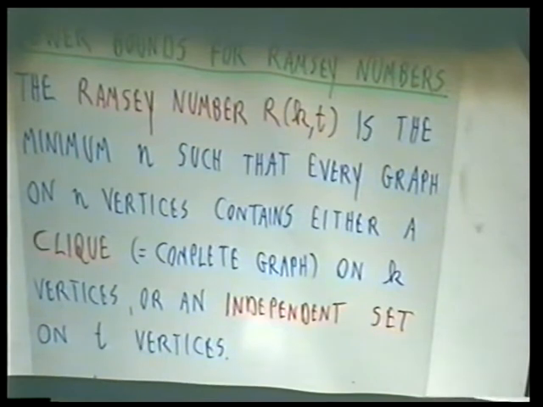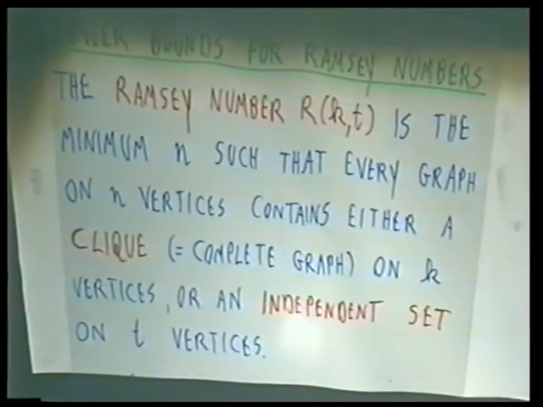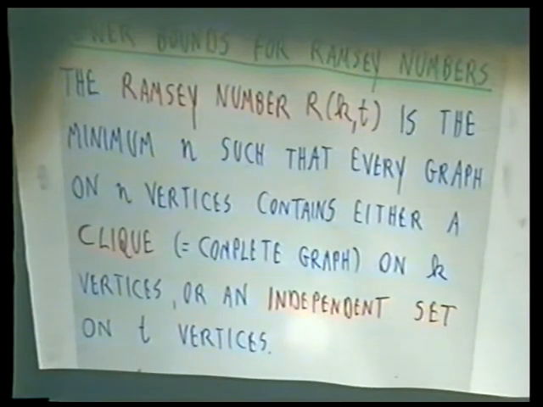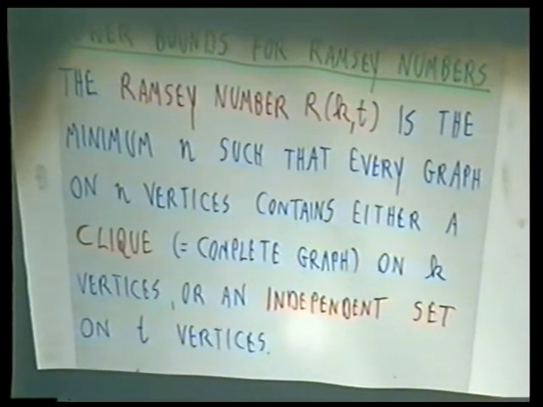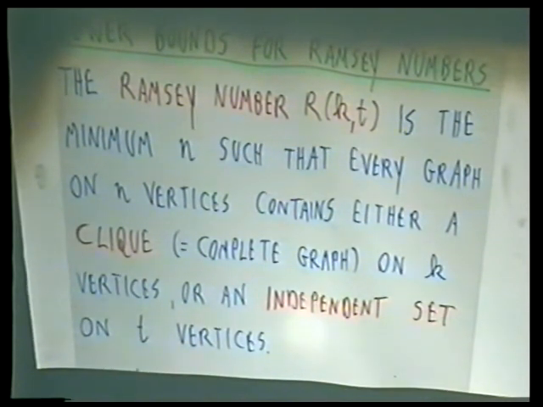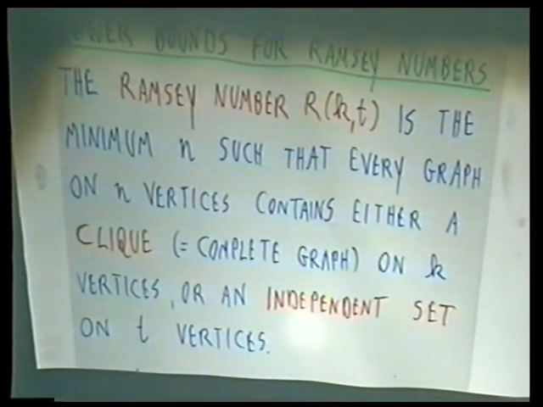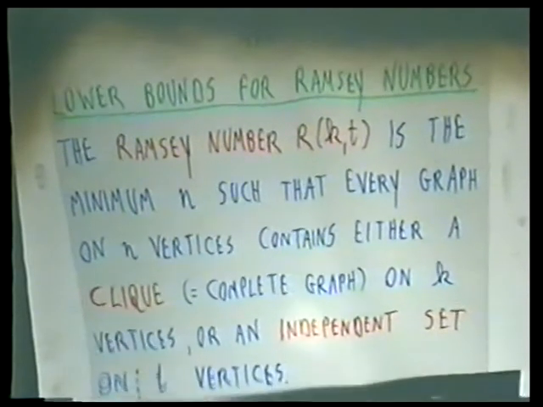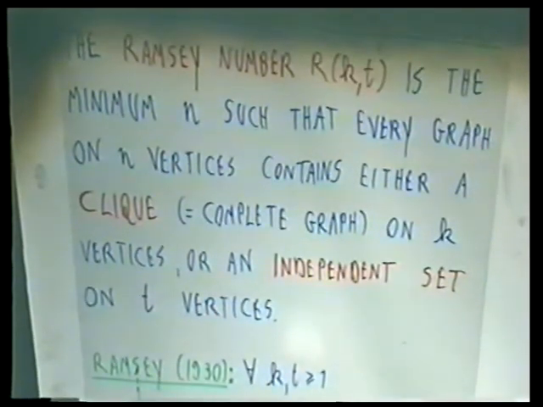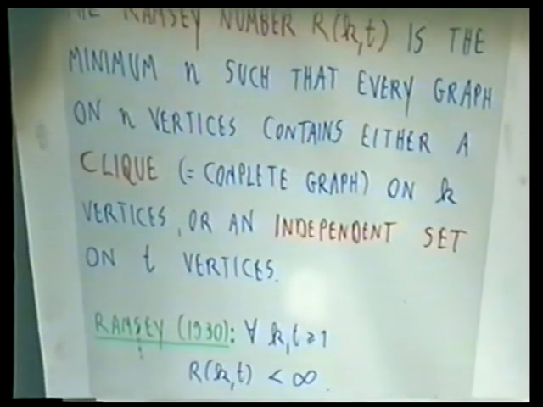Ramsey theory in general says, maybe philosophically, that complete disorder is impossible. In the special case of graphs, it says that for every two integers k and t, the number R(k,t) is finite. It is the smallest number such that every graph with R(k,t) vertices or more either contains a clique of k vertices, every two of which are connected, or it contains an independent set of t vertices, no two of which are connected.